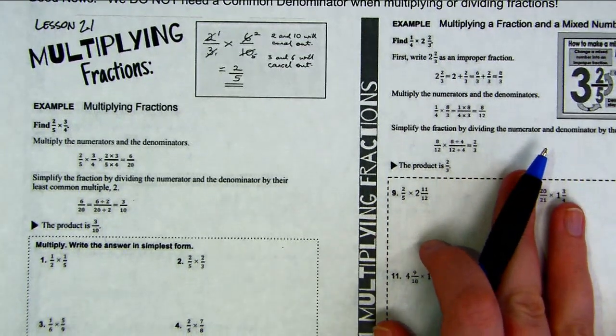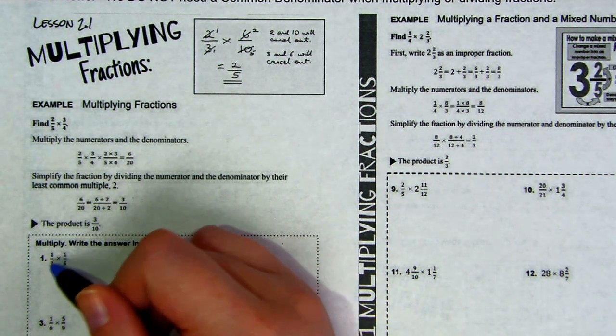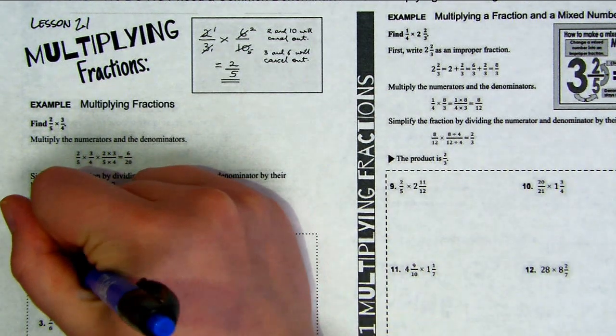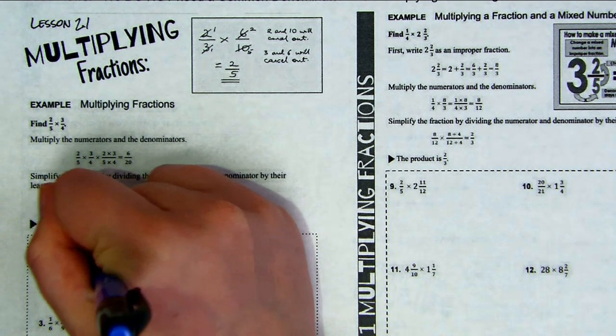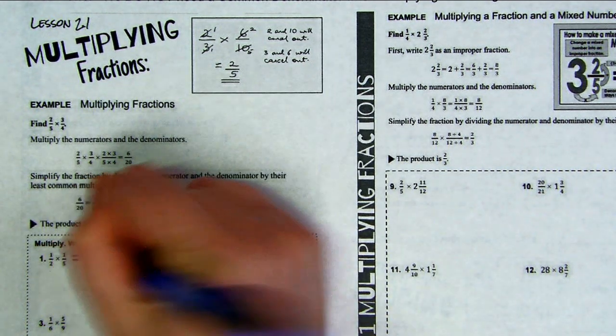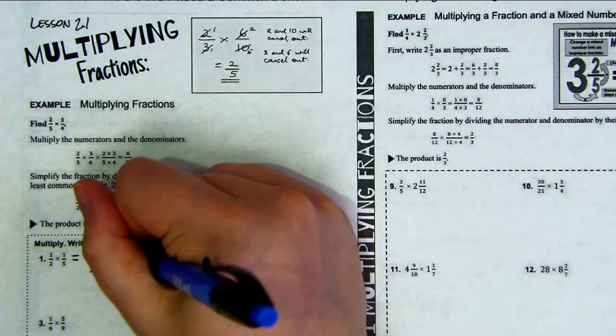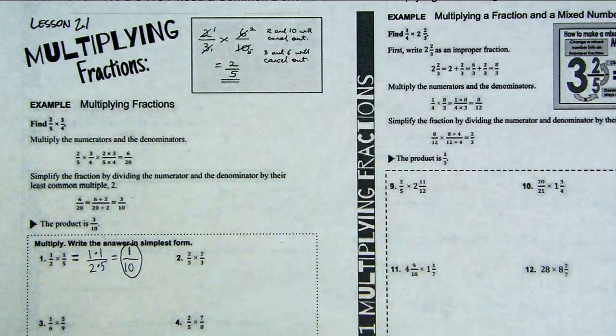So if I'm looking at these problems, I have two fractions that I am multiplying together. I do not need to worry about getting common denominators, so I can just go ahead and multiply directly across. So if we multiply across, that means we'll have 1 times 1 in the numerator, and in the denominator we'll have 2 times 5. So 1 times 1 is 1, and 2 times 5 is 10. So our final answer is 1/10.